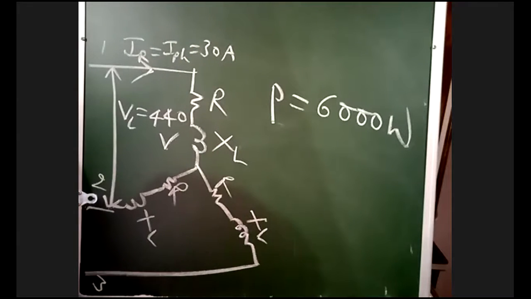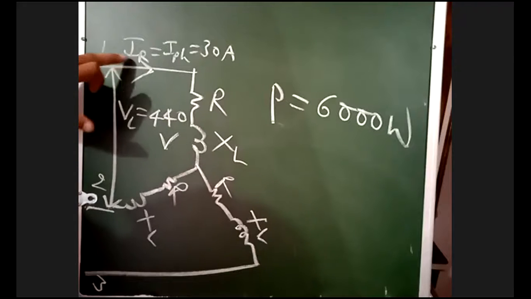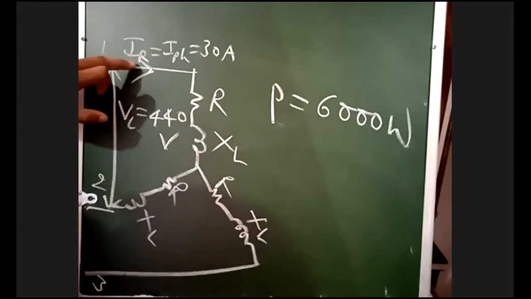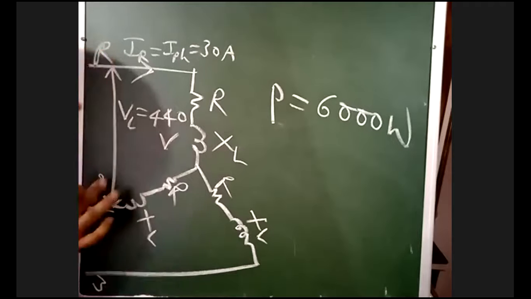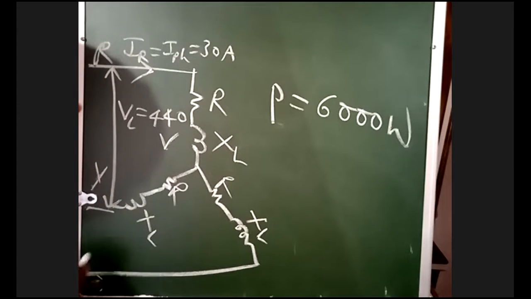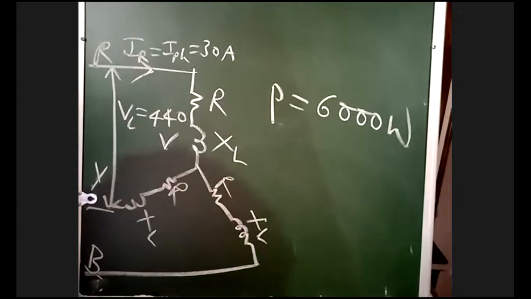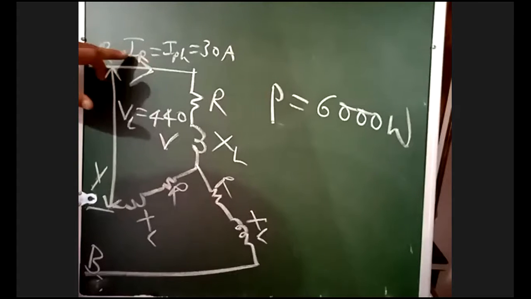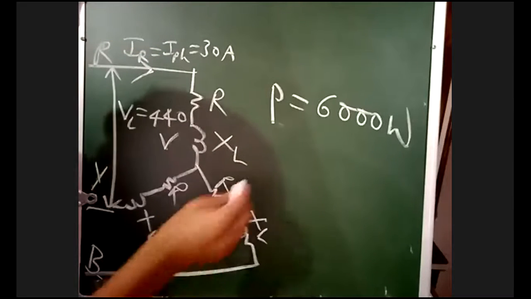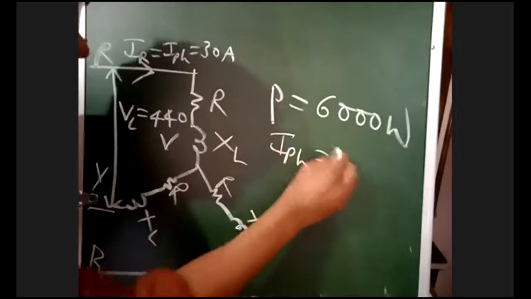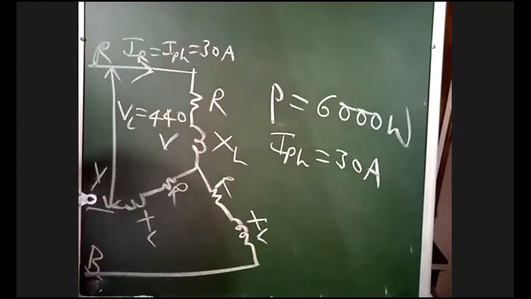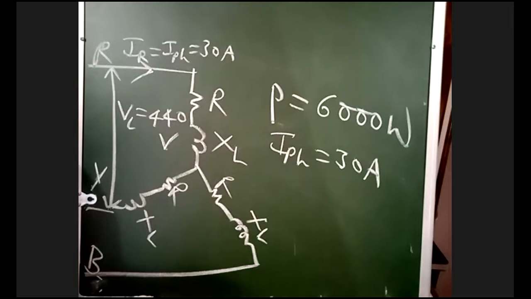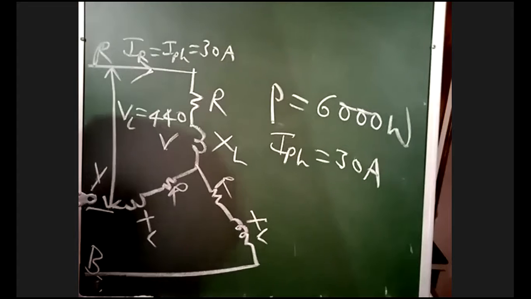IR is the phase current. In one phase, the current is flowing. IR, current in the R phase. Let us take R, Y, and B. Three phases are there. In the R phase, current flowing is 30 ampere. This is the phase current, I phase, 30 ampere. And he is asking us to determine R and XL, power factor and reactive power.